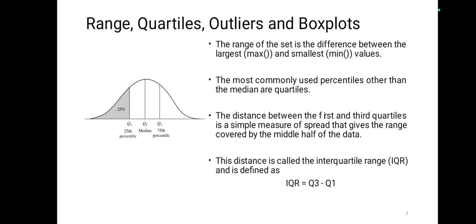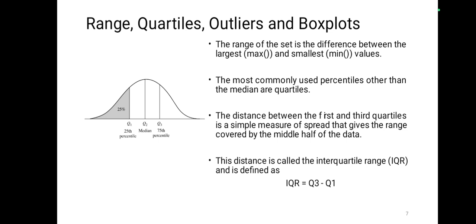The most commonly used percentiles other than the median are quartiles, right? So what is a quartile? Suppose you divide the data into four equal parts. For example, I have 10, 20, 30, 40, 50, 60, 70, 80, right? Now Q1 is the first 25 percent, Q2 you will take the median, Q3 you will take the 75 percent, right? The distance between the first and third quartiles is a simple measure of spread that gives the range covered by the middle of the values, right?